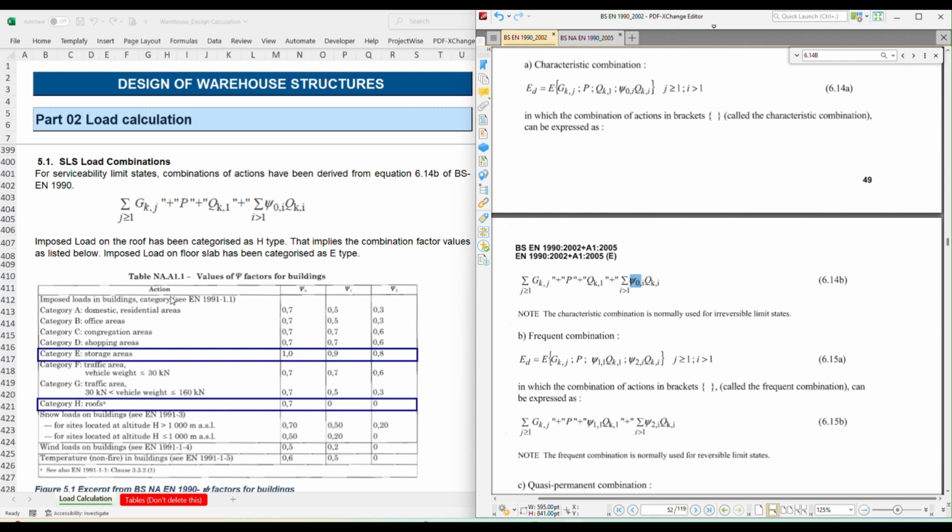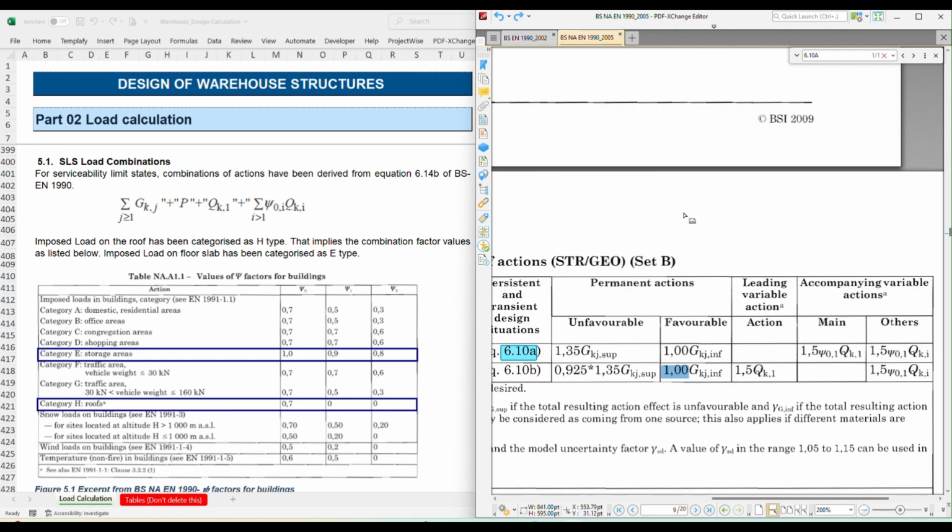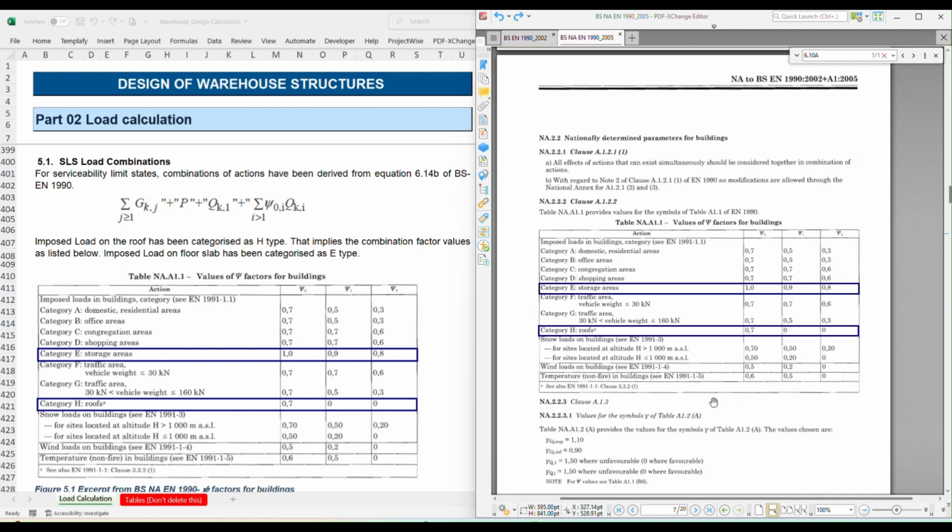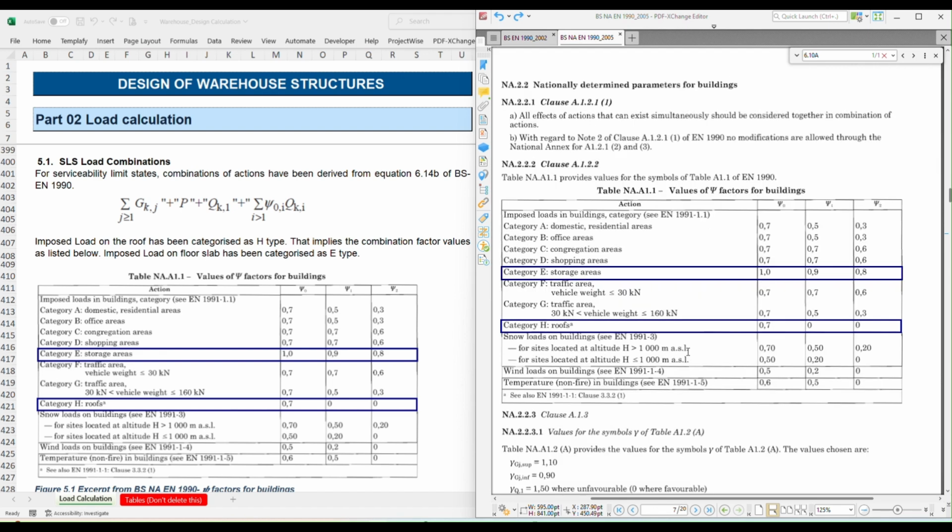This is a general table for both SLS and ULS load combinations, so for that we need to refer to the national annex. Here on the right you can see the table NA, that is for the national annex for the UK, and the load combination values are given here. For category E it is 1, psi 0 is the reduction factor, and for category H it is 0.7. So this table is given like that. We will look into how it is going to combine and how we are going to use this factor.